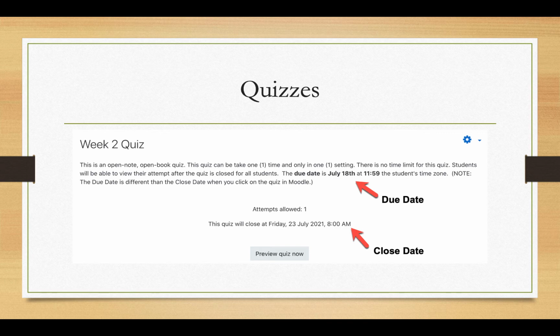Moodle does not work with students in multiple time zones very well, so we have to set the close date after the due date to accommodate students in different time zones. Moodle only works in Eastern Standard Time Zone where University of Lynchburg is set. So don't get confused. The due date is July 18th at 11:59 p.m.